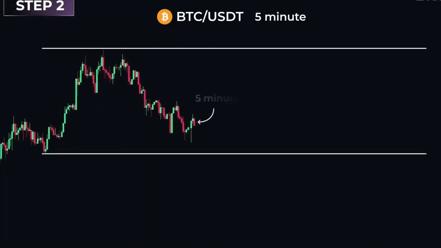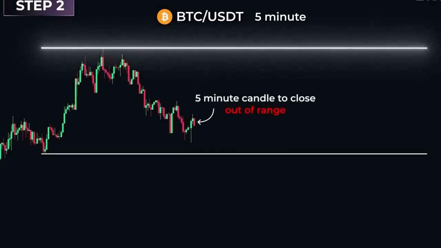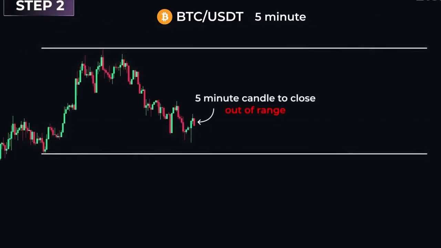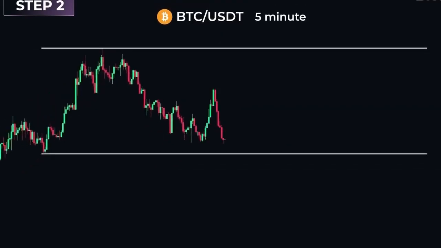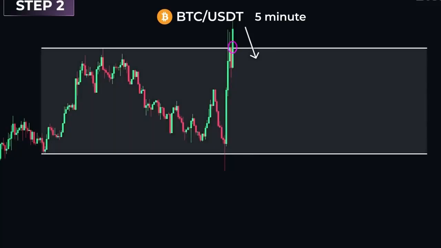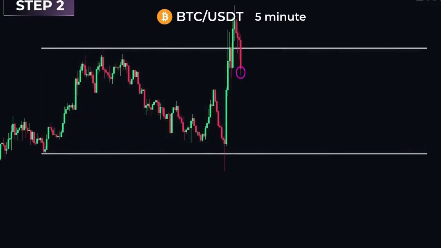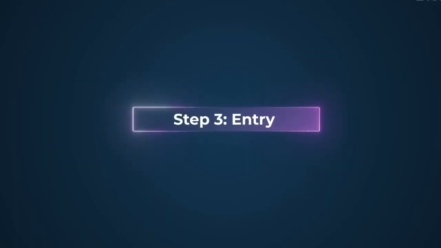So the setup we're looking for is when the 5-minute candle closes outside of the range, either the range high or range low. But again, the key here is the candle must fully close outside, so wicks alone don't count. After the breakout, we then wait for price to re-enter and close back inside the range again. But make sure that all of this happens within the same day as the 4-hour range we marked. Once that sequence plays out, we move to step 3, which is our entry.